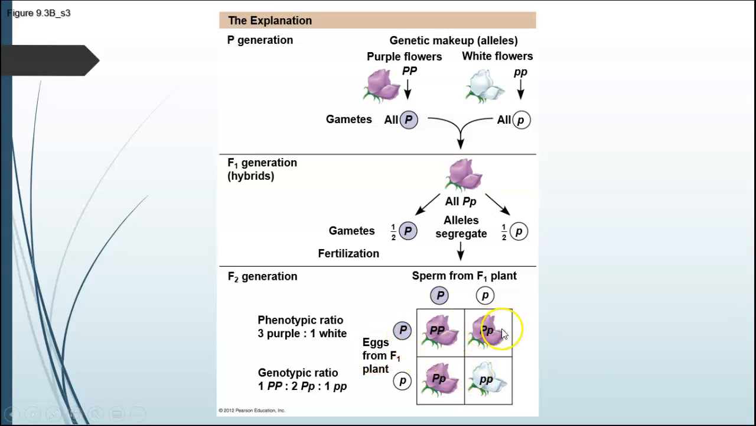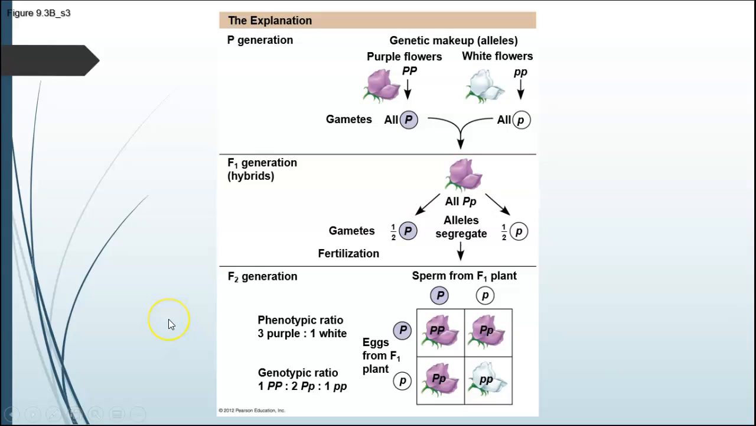So our phenotype ratio gives us a 3-to-1 ratio of purple to white. That means it was likely that 3/4 of their offspring would have purple flowers and 1/4 would have white flowers. The genotype ratio shows a 1-to-2-to-1 ratio. 1 homozygous dominant, 2 heterozygous, 1 homozygous recessive.